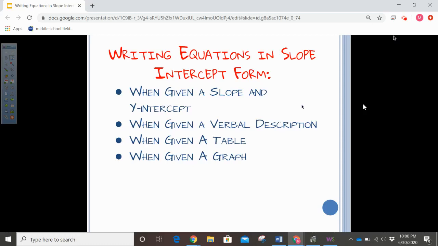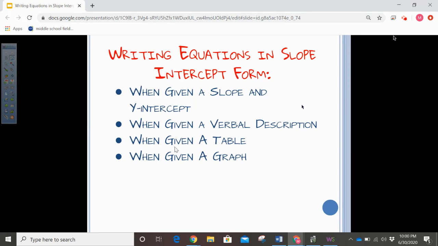Now we're going to look at different representations of linear relationships. We will use those representations to write our equations in slope-intercept form. The four ways we will look at today are going to be when I'm given a slope and a y-intercept, when I'm given a verbal description, when I'm given a table, and when I'm given a graph.